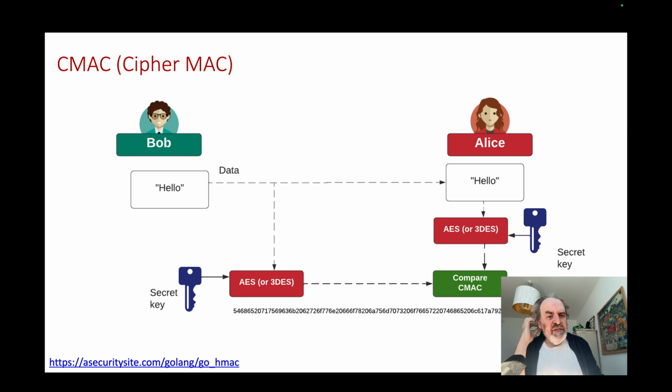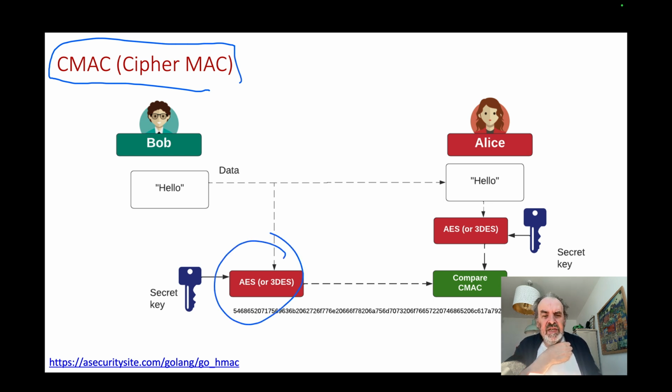Okay, so here's just an example here. Again, we can also use a cipher rather than a hash. In this case, we're using AES or 3DES, but this is less common than the hashing methods that we used for MACs.